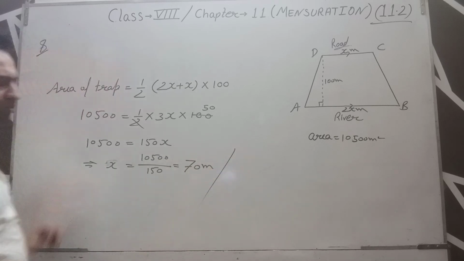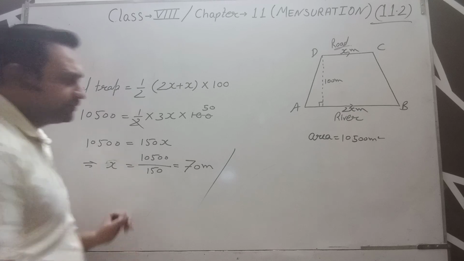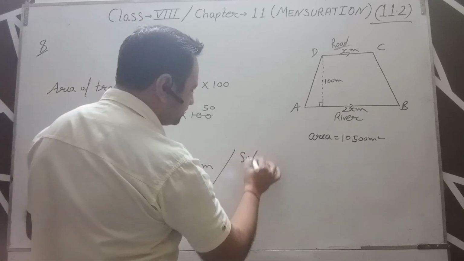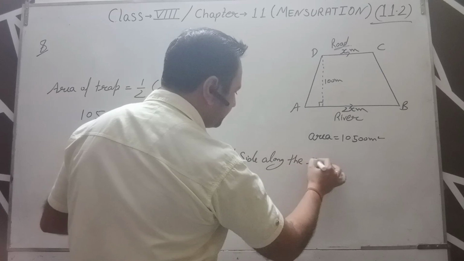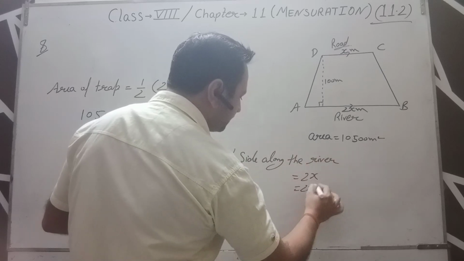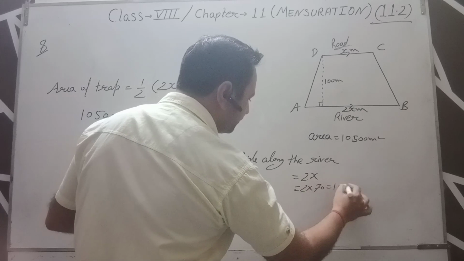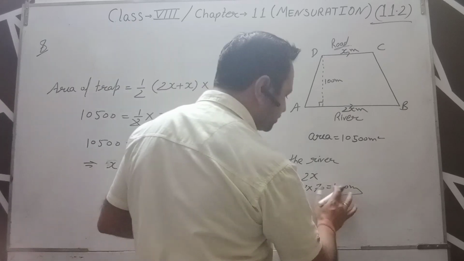The side along the road is 70 meter, but we have to find the side along the river. So the length of the side along the river is 2x. It means 2 multiply 70, which is 140 meter. So I'm sure the question is clear.